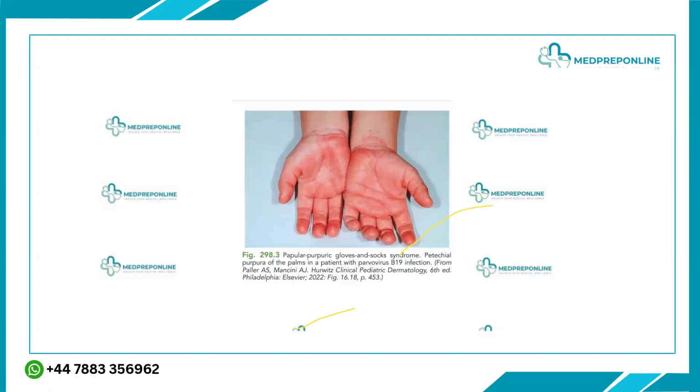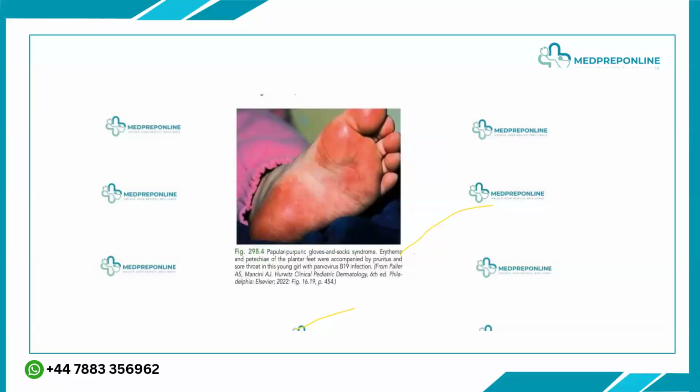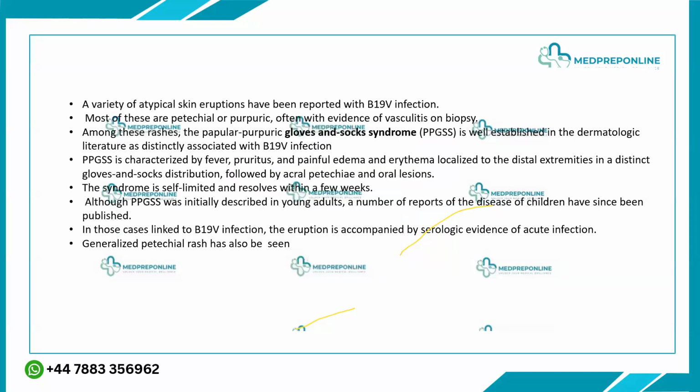अच्छा जी, अब ये क्या है? Papular purpuric gloves and socks syndrome. ठीक है, ये भी gloves and socks syndrome है. और what is gloves and socks syndrome? अभी हमने erythema infectiosum के बारे में पढ़ा, that it is caused by parvovirus B19. So this gloves and socks syndrome is also caused by the same virus.